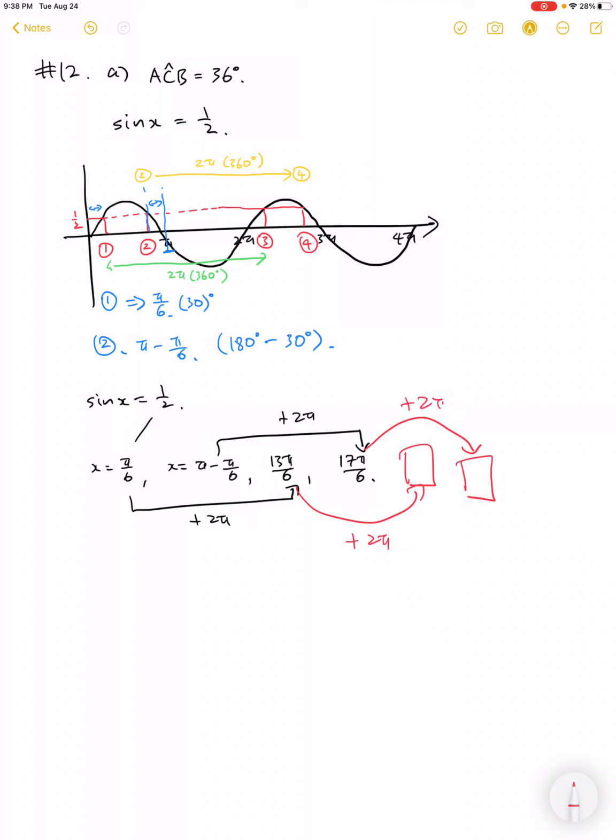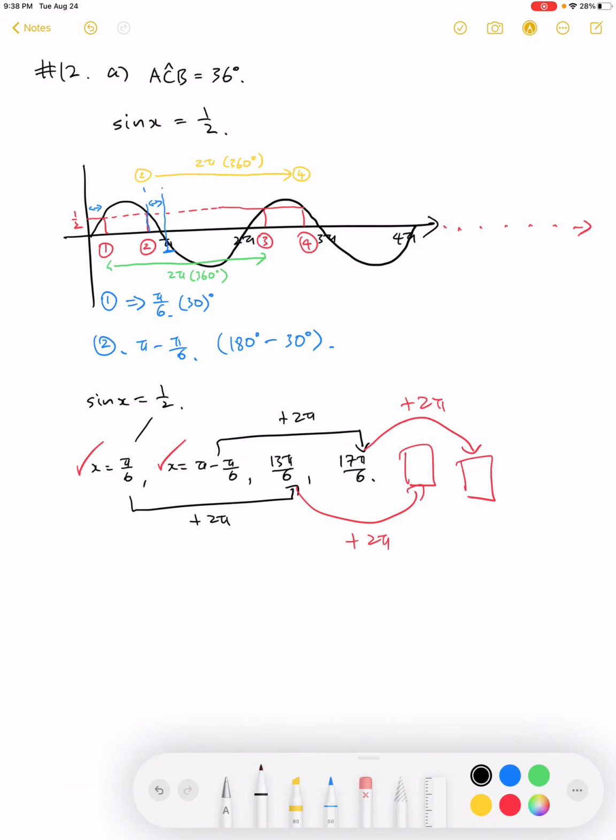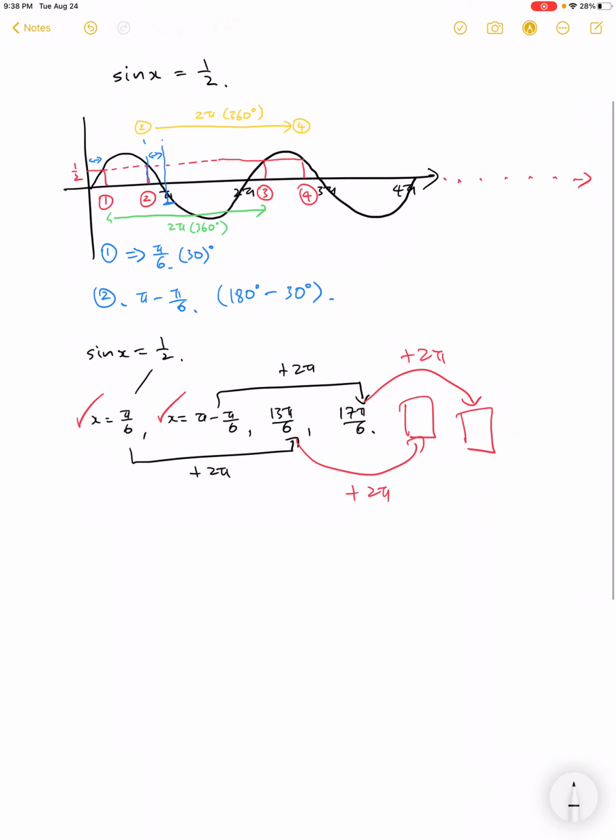What's convenient about this rule is you don't need to draw the graphs forever like this, or go to your calculator every time. As long as you know the first 2 values, then you can just take alternate terms and start adding 2 pi's. And this is the key concept that you need to have in your mind in order to not struggle with question 12a, because it is very likely to come up in the future again in an exam that you'll be sitting.